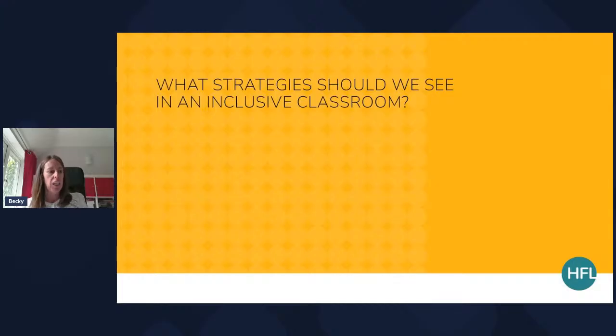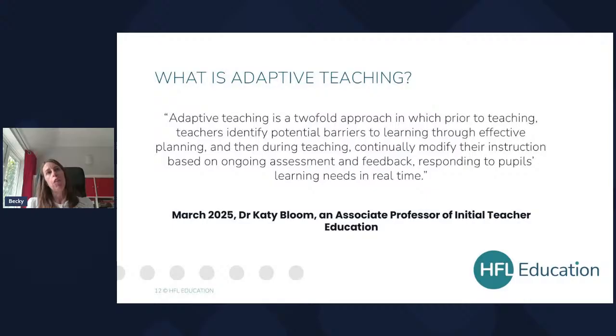So what strategies should we see in an inclusive classroom? As the OSA toolkit is saying, we want teachers to be able to adapt, have the expertise to make appropriate and well-judged adaptations, and help pupils to overcome the most significant barriers to learning. And I've just put this quote up here. This was a recent quote that I found in my reading by an Associate Professor of Initial Teacher Education. You can see March 2025.